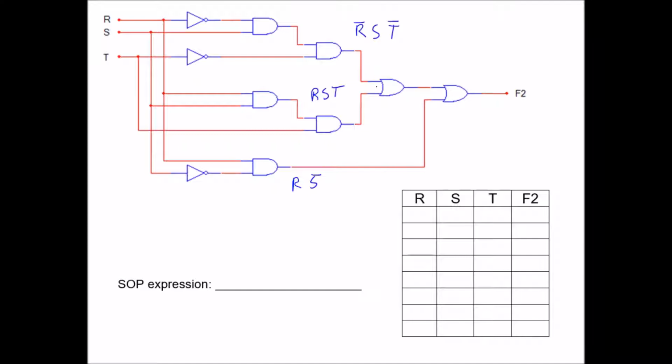And these are all being ORed together. So maybe I'll just write the expression real quick underneath. I have, let's see, not R, S, not T, ORed with R, S, T, ORed with R, not S. And that's a not S right there. Now I'm going to fill in my truth table.